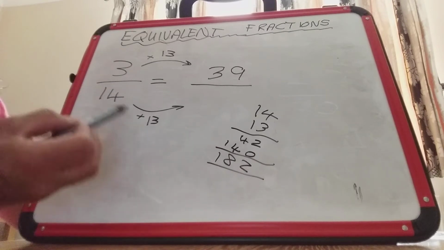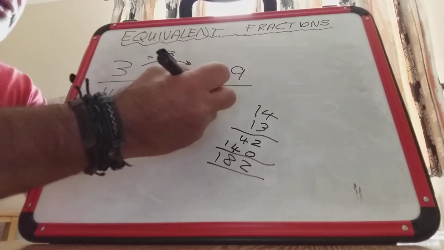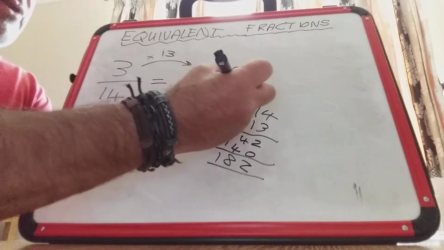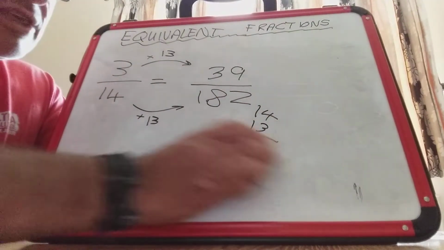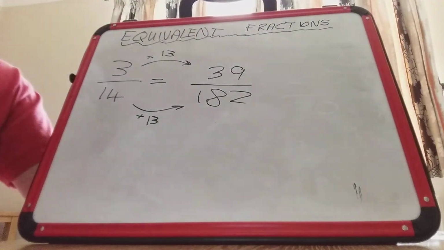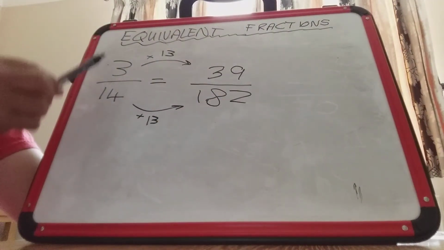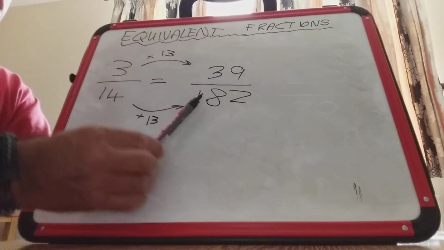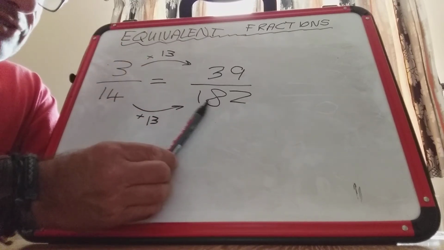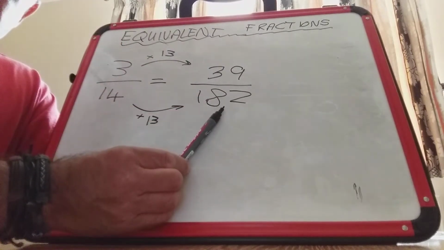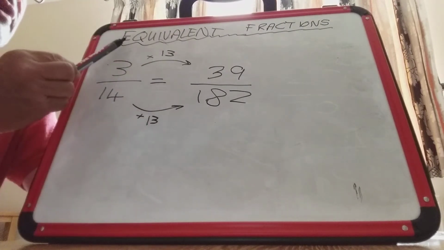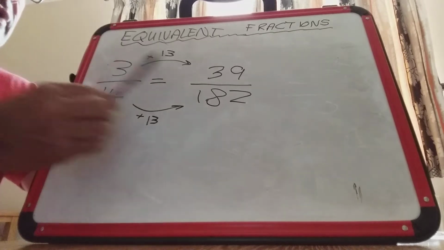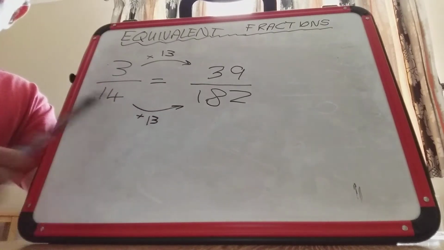So 14 times 13 is 182. Now, I am prepared to bet that you will never ever have to tell anybody that 3/14 is 39/182ths. However, that's not the point. The point is you have used the techniques of equivalent fractions to work out and say that those are the same.